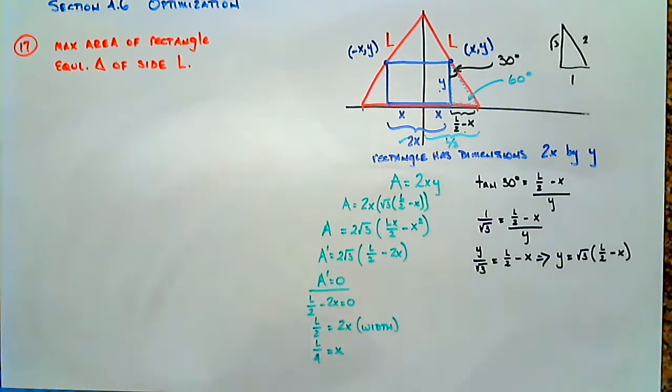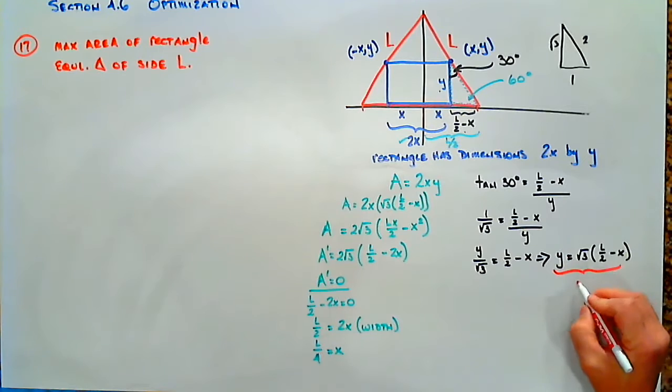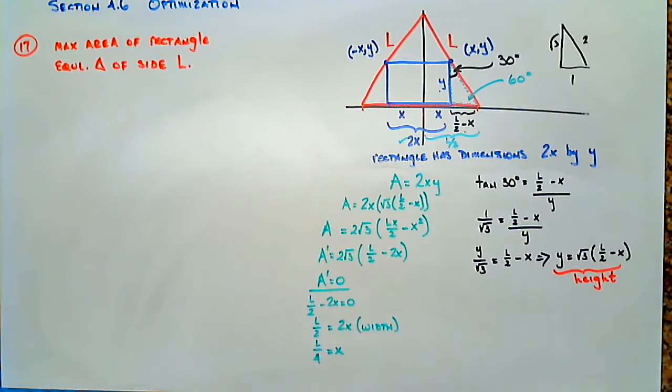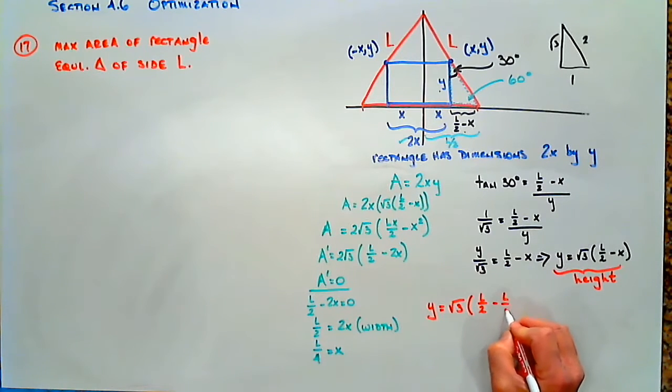Now we're left to find the height. That's what we have to do next. So how are we going to find the height? Well, we have an expression right here for the height. We can find the height by substituting in x. We know x is L over 4. So what do we get for our height? We get y equals the square root of 3 times L over 2 minus L over 4.